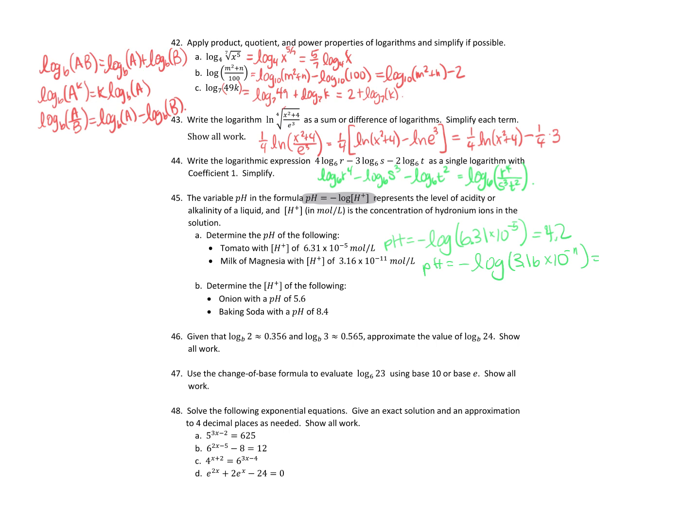3.16 times 10 to the minus 11. And that gives me 10.5. Okay. Determine the hydrogen concentration of hydronium ions of the following. An onion with a pH of 5.6. So we'll set 5.6 equal to the pH. That needs to equal negative log of that H plus.